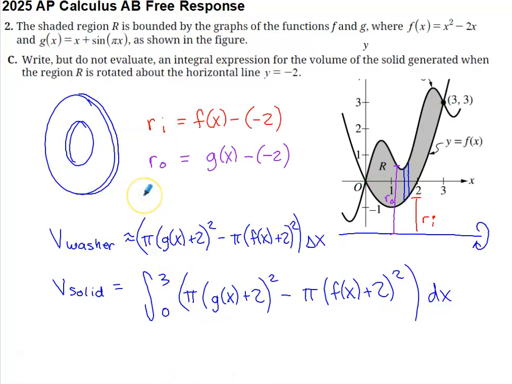Part C is asking us to write but not evaluate an integral expression for the volume of the solid that gets generated if we rotate this region about the horizontal line y equals -2. So y equals -2 would be down here. If I take a slice that's perpendicular to the axis of rotation, that would be a vertical slice once again.